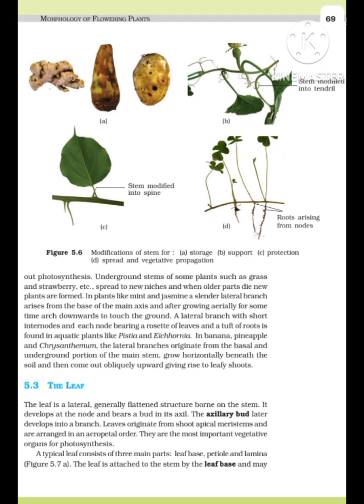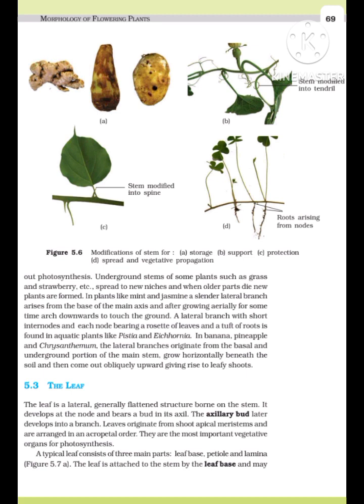In plants like mint and jasmine, a slender lateral branch arises from the base of the main axis and, after growing aerially for some time, arches downwards to touch the ground. A lateral branch with short internodes and each node bearing a rosette of leaves and a tuft of roots is found in aquatic plants like Pistia and Eichhornia.